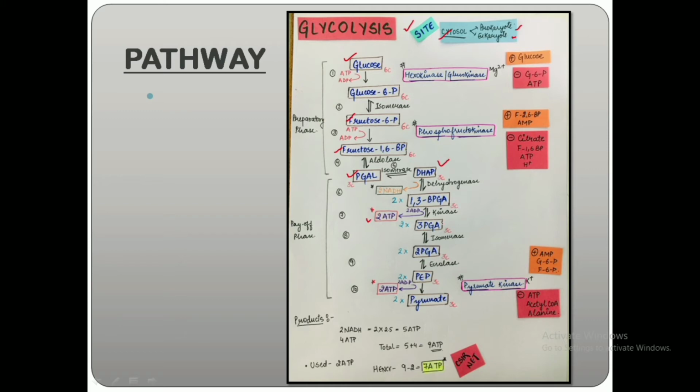This 3-PGA gets converted into its isomer 2-PGA, that is 2-phosphoglycerate, which by the help of the enzyme enolase gets converted into PEP, that is phosphoenolpyruvate, and this phosphoenolpyruvate finally gets converted into pyruvate or pyruvic acid after the elimination of two ATPs. So these were the complete 10 steps. The most important steps to focus upon are step 1, step 3 and step 10. Why am I calling it important?